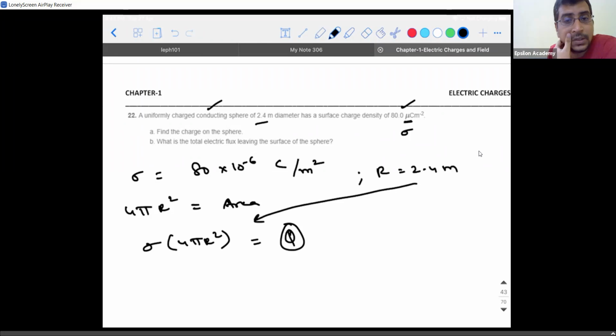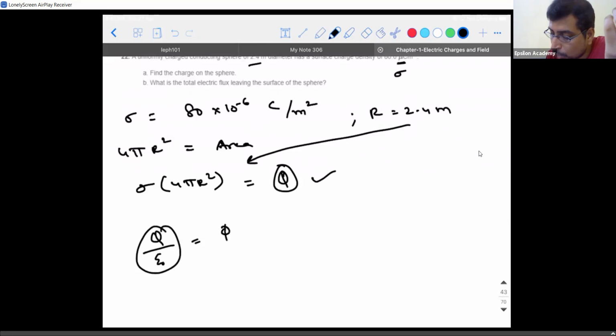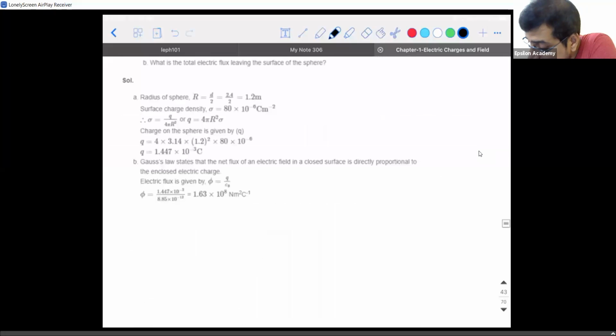We will get the answer. Okay. So the next question is, what is the total flux leaving the sphere? So Q by epsilon naught. Once you find the charge, divide the charge with epsilon naught, that will give you the total flux. Okay. So that's the idea.